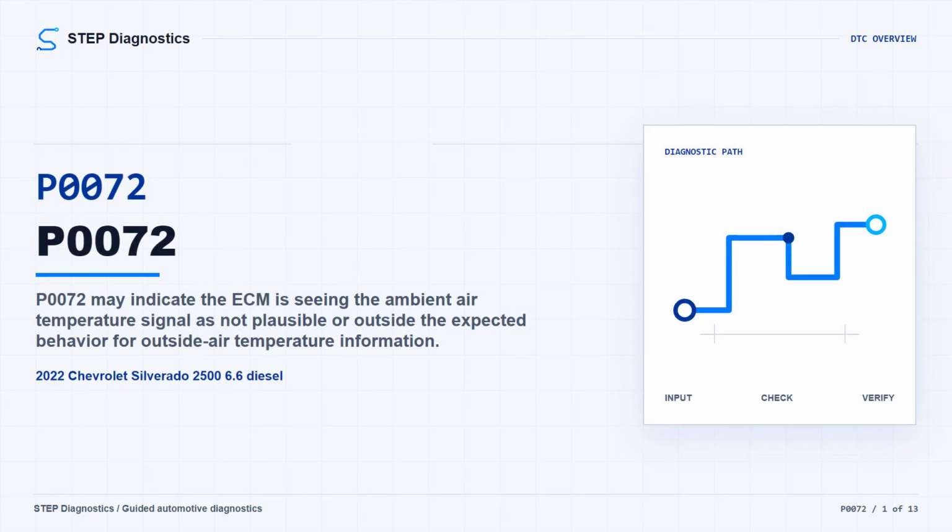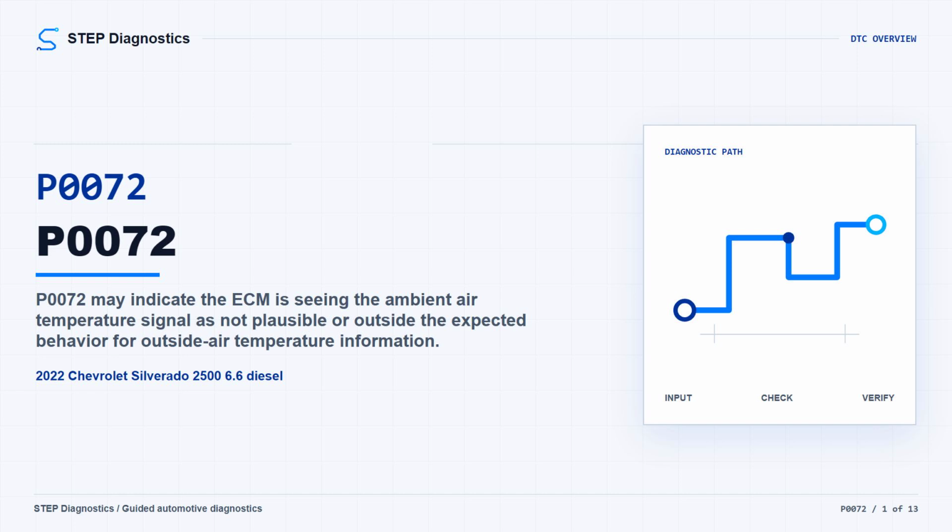On this 2022 Chevrolet Silverado 2500 with the 6.6 diesel, P0072 is aimed at the ambient air temperature input. In plain language, the ECM may be seeing the outside air temperature signal as not plausible.